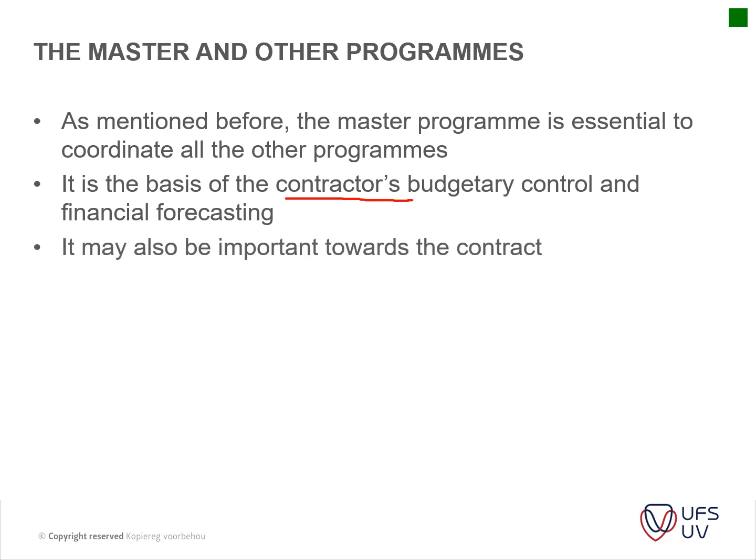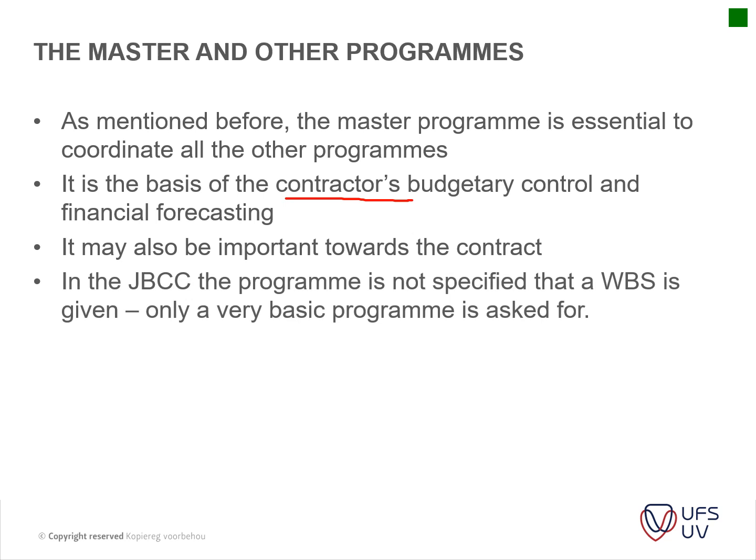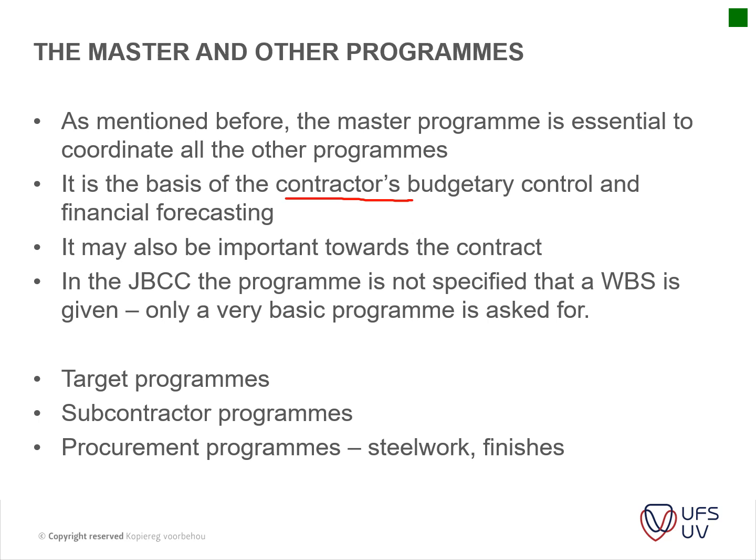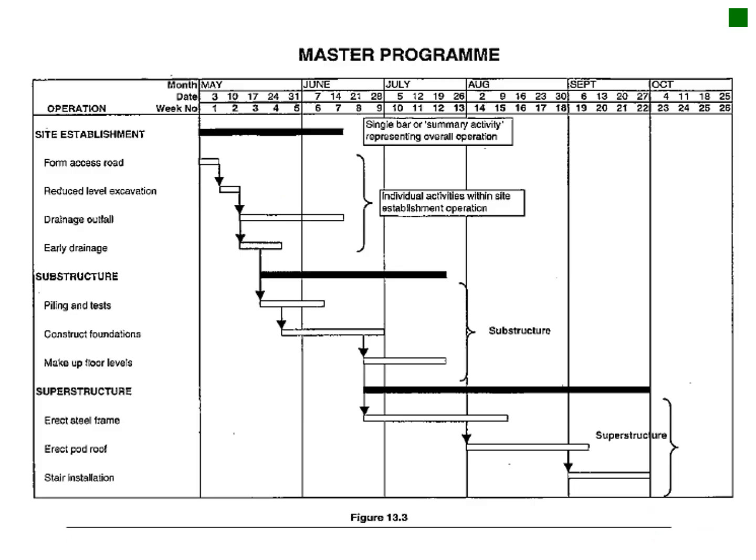It may also be important towards the contract. Okay, then I just inserted an example, like JBCC doesn't ask for a work breakdown structure, although the GCC, NEC, and the FIDIC do ask for a breakdown like that. Then you've got target programs, subcontractor programs, procurement programs, etc., which are based on the above.